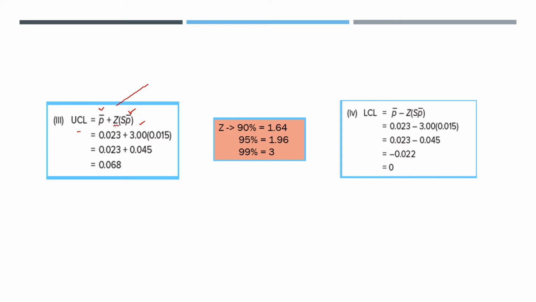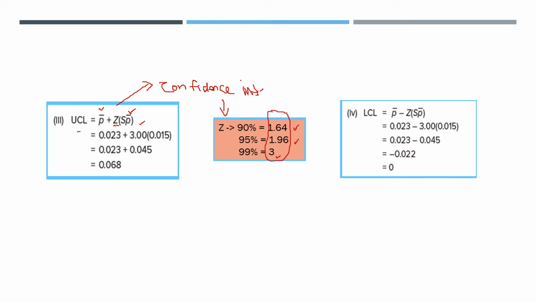Z here stands for confidence interval. You don't have to understand what the confidence interval actually means, just take it as Z representing confidence interval. There are 3 types of confidence interval, given here. First is the confidence interval at 90%, which has a Z score of 1.64. Confidence interval of 95% has a value of 1.96. And the confidence interval at 99% has a value of 3. So these 3 are actually the Z scores.